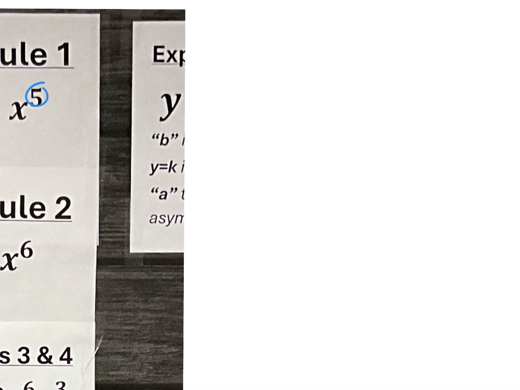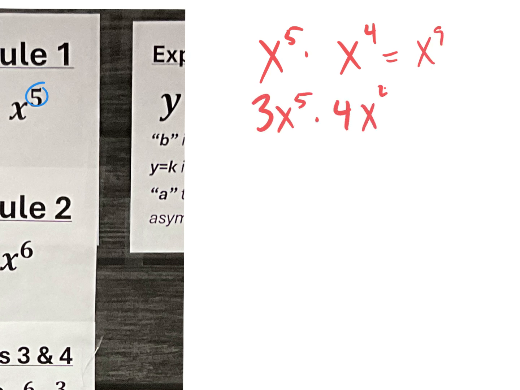So let's just do a couple more with rule number 1. If I said, what is x to the fifth times x to the fourth, what's my answer going to be? x to the ninth. What if I had 3x to the fifth times 4x to the fourth? Then what is my answer going to be? Yeah, because it's all pure multiplication, 3 times x to the fifth times 4 times x to the fourth, you could multiply the 3 times 4 first and get 12. And then you could do the x to the fifth times x to the fourth, and you'll get x to the ninth, right?